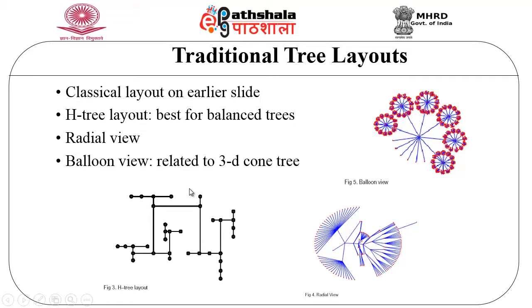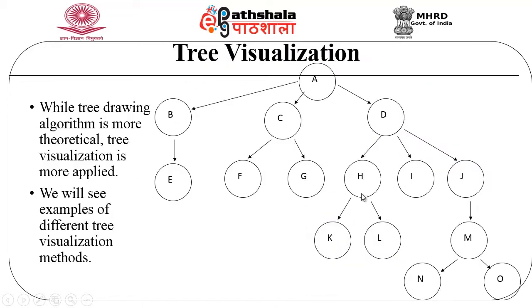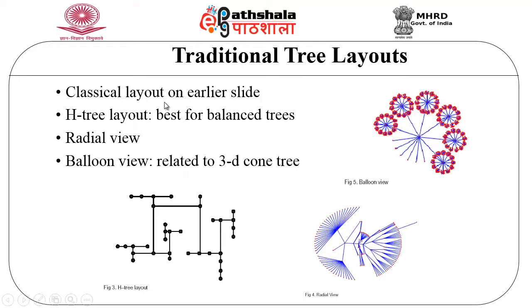If you look at the traditional tree layouts, there are various layouts that are possible. They are classical layouts, and the traditional tree layout looks like this. If you look at this H tree layout, it is the best layout for balanced trees. If you want to represent balanced trees, they can be represented in the form of an H tree layout. There is another view called a radial view, which also tries to cluster all the nodes and show them in the form of a radial view.